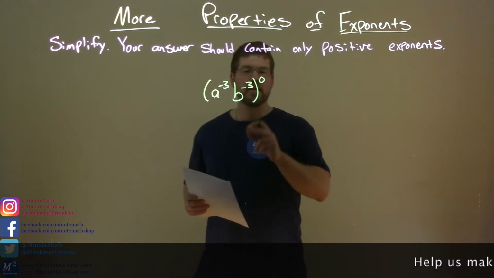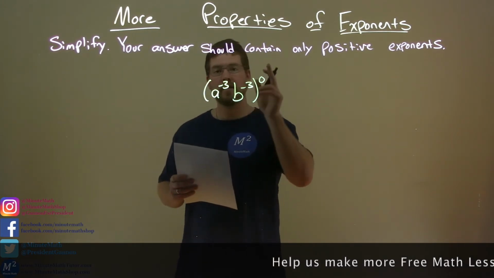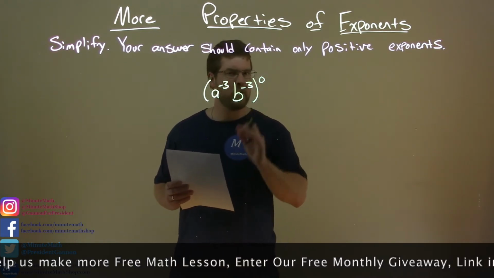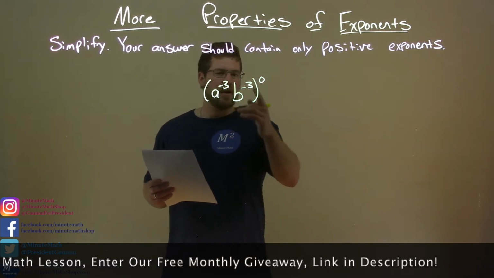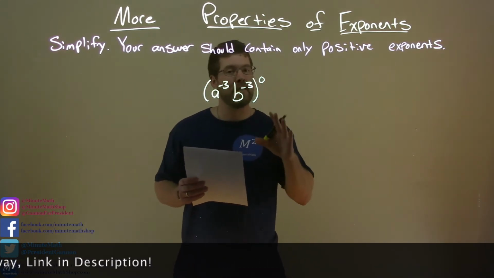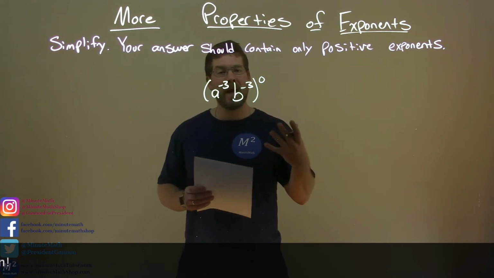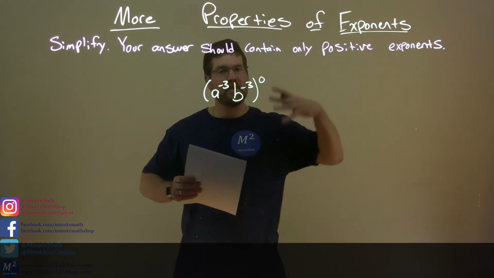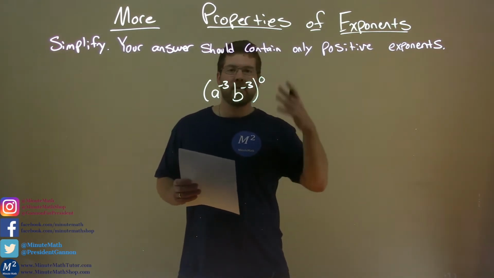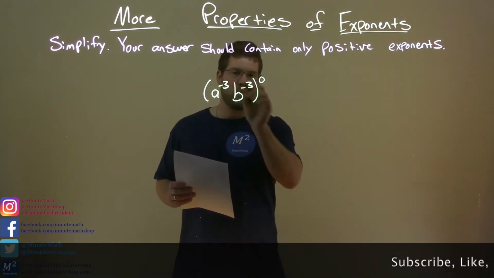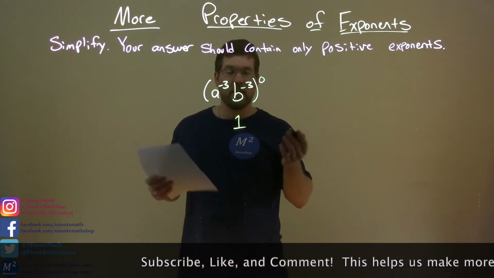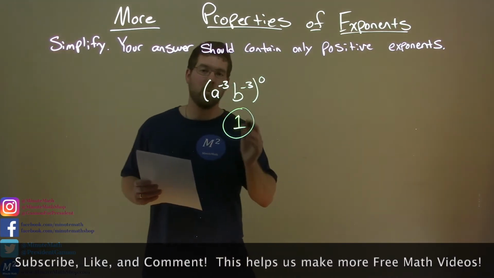A to the negative 3rd times b to the negative 3rd, all to the 0 power. This one's tricky, but easy too once you know the rules. Everything here inside the parentheses is raised to the 0 power. What do we know about anything raised to the 0 power? It's 1, right? 5 to the 0 power is 1, 10 to the 0 power is 1. X squared all to the 0 power is 1. So all of this raised to the 0 power is just 1. And then we're done. Our final answer, 1.